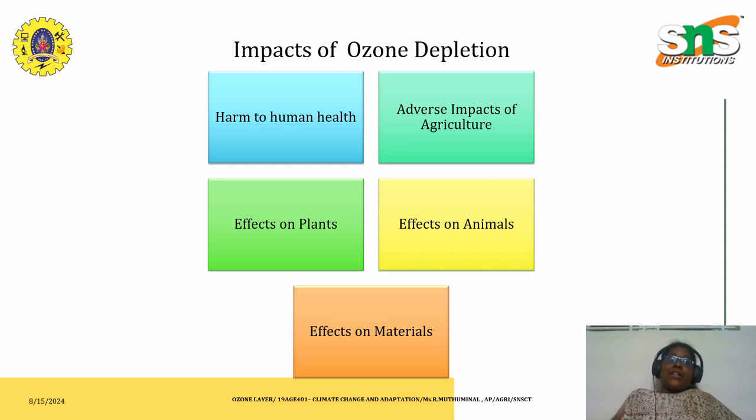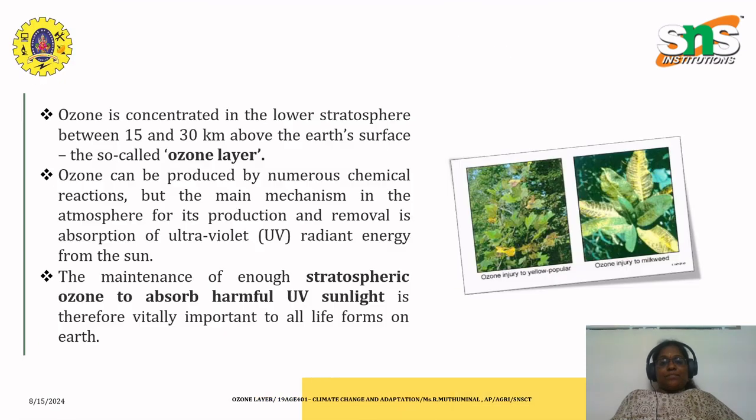The last one is the effect on materials. What happens here is that materials like concrete and everything will get depleted due to the rays passing through them, and it will create a harsher layer which will be reduced under its own self weight. This is how ozone depletion will impact materials.